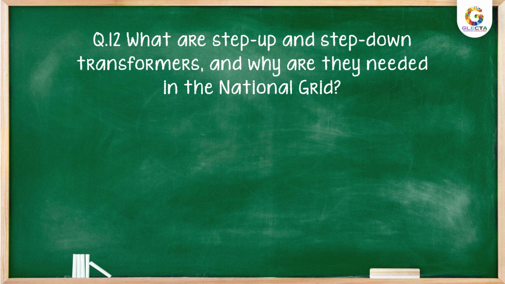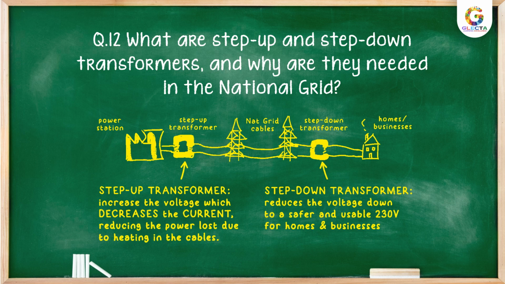Question 12. What are step-up and step-down transformers, and where and why are they needed in the national grid? A step-up transformer increases the voltage of the electricity from a power station before it enters the grid's network of cables. This is important as it decreases the current. This reduces the amount of energy or power lost as heat due to the resistance of the cables. A step-down transformer is at the other end. It reduces the voltage down to a much safer 230 volts for use in homes and businesses.